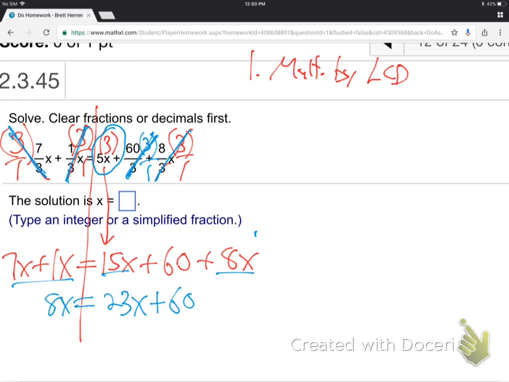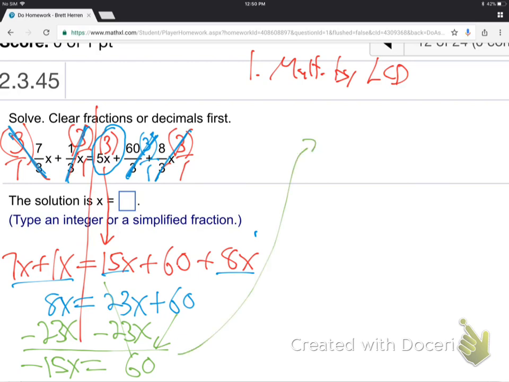All right, so now what do we do? We have x's on opposite sides of the equals sign. What do we always do with x's on opposite sides? Do the opposite of one of them. It doesn't really matter. It's going to be actually easier this time to get rid of the 23x. I'll show both ways, because that'll put the x's on the other side. Boom. And that'll be minus 15x equals 60. So I'm going to bring it up here. So minus 15x is 60.